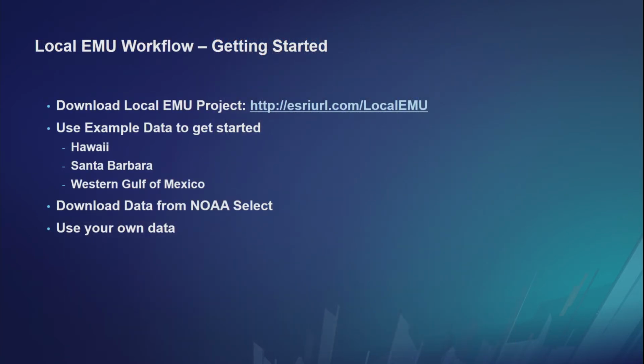As I mentioned, this is all available for you right now to go and access. So this is available as a Pro project. You can go to this URL, and we've included 3 sets of data to get started: Hawaii, Santa Barbara, and the Western Gulf of Mexico. They're different sizes, areas. Some have more observations than others. We've included temperature, oxygen, and salinity for each.